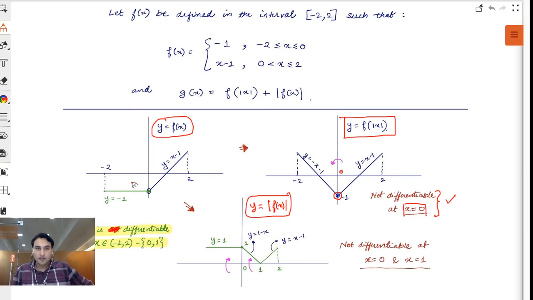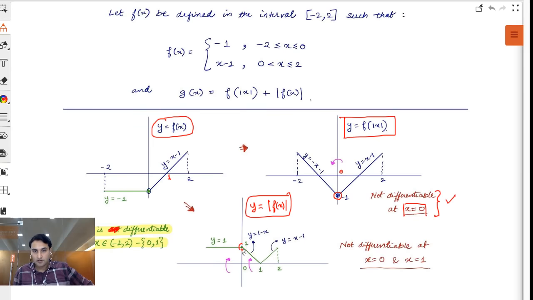What will happen? Baba will come into play. This Baba will make this negative come up. So this y equal to -1 will become y equal to 1 by jumping up to the positive side. This negative will jump up. This negative will jump up. Okay? So this becomes your graph, right?